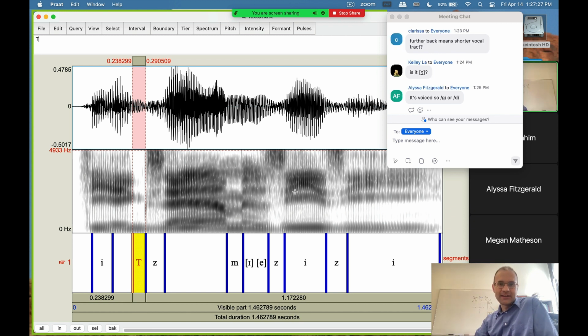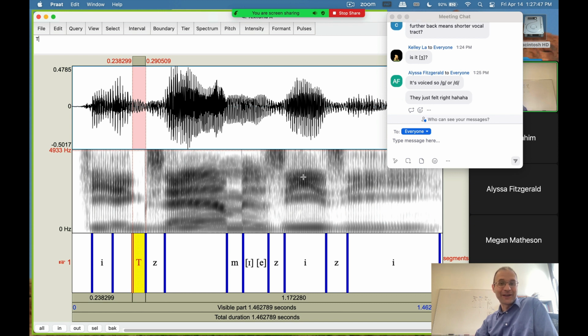It's voiced. Yeah, so G or D. You can see the voicing down here at the bottom like we see for the sibilant fricatives. So that's correct. Why are you picking either G or D? They just felt right. Okay, one of those is correct. Let's try to figure out which one it is.